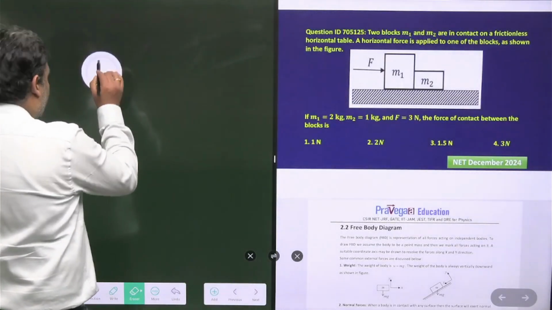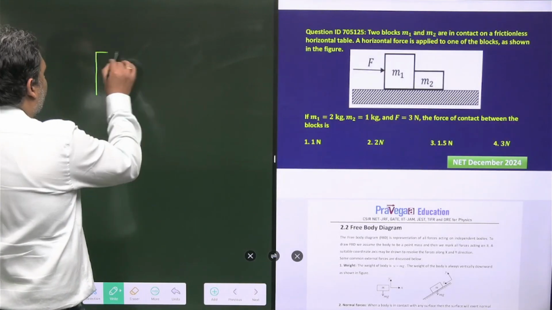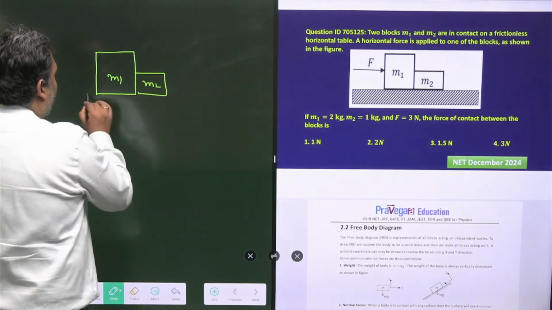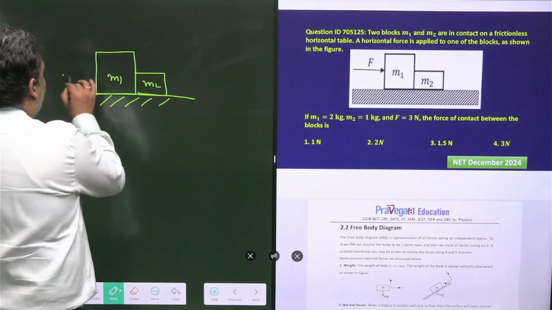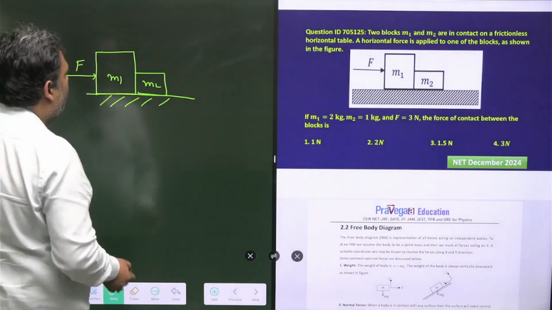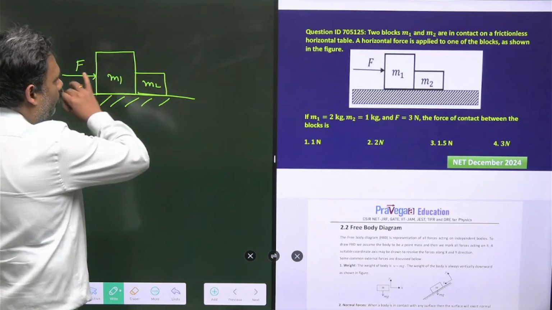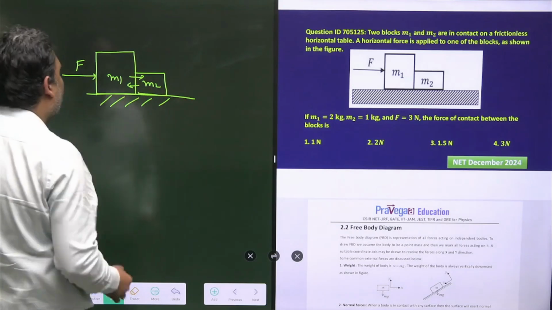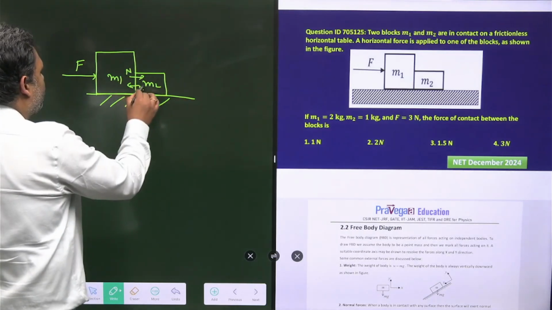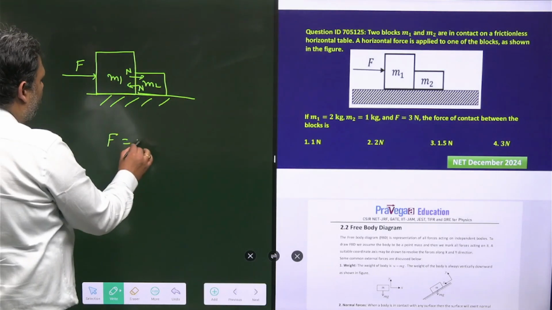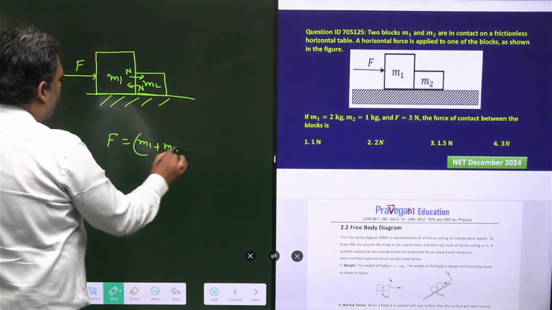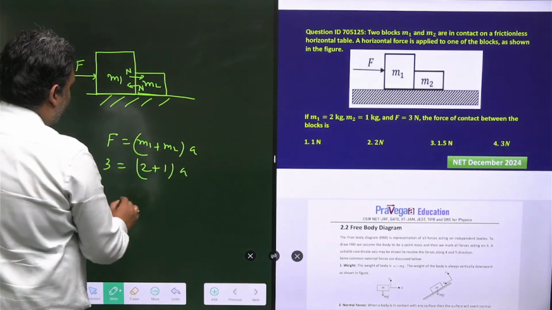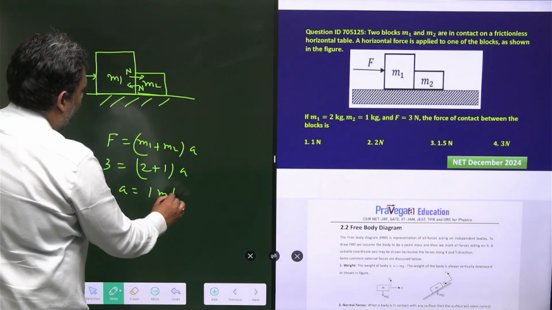So there is your mass M1, second mass is M2, and this is a frictionless surface. There is force F, with M1, M2 and the force given. First we can assume that both masses will move together, so the contact force is some internal force. Let's say this is N and this is N. So F is equal to (M1 plus M2) into A. This is 3, this is (2 plus 1) into A. So A is equal to 1 meter per second squared.